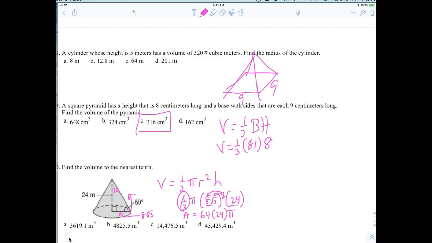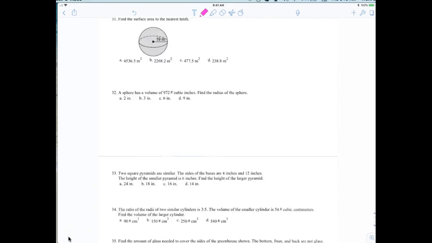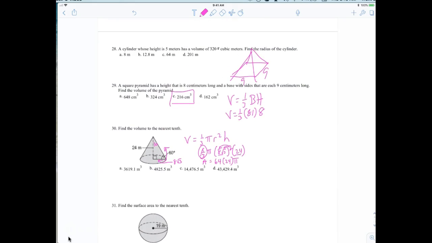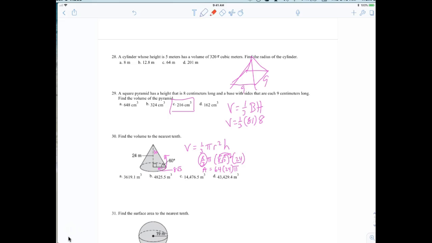Wait, I have one. Can you do 28? 28. A cylinder whose height is 5 meters has a volume of 320.